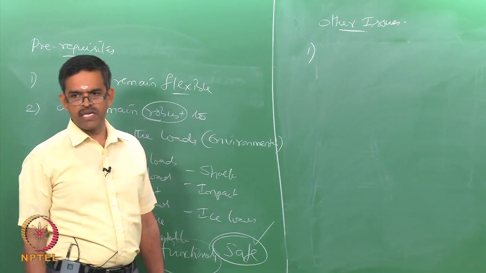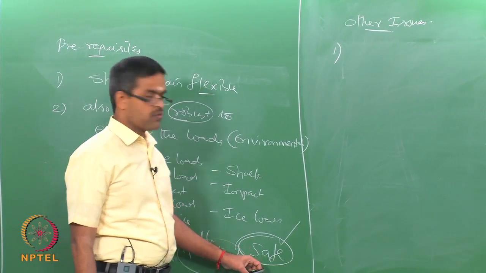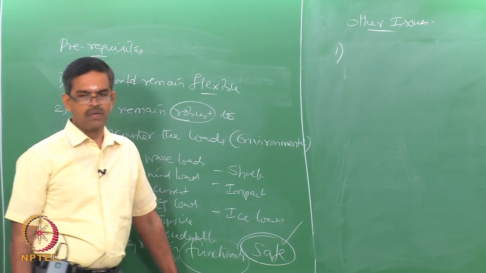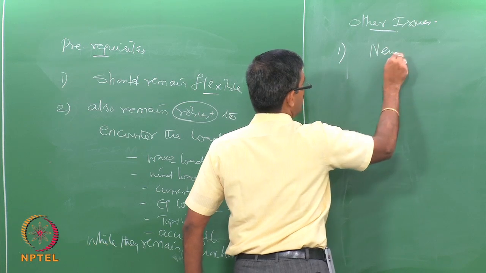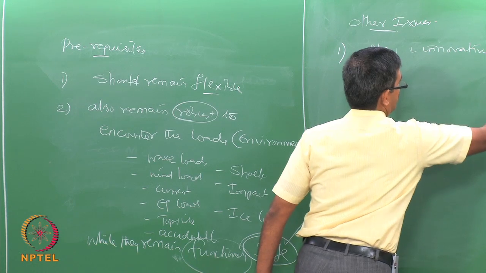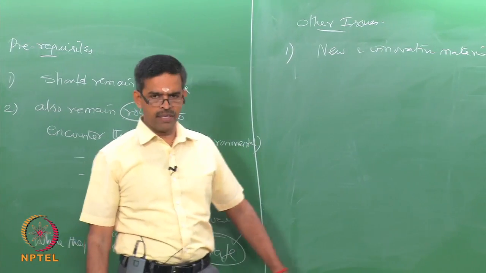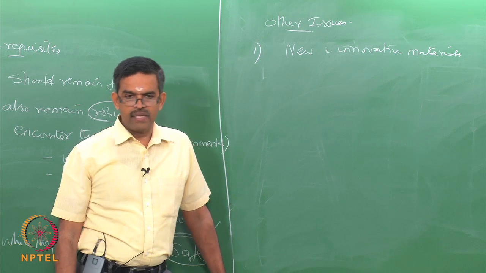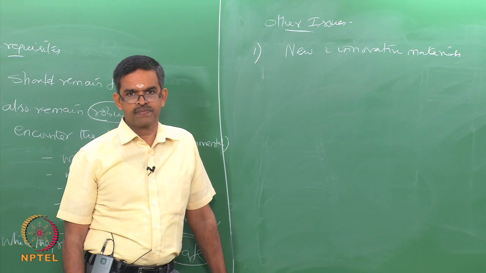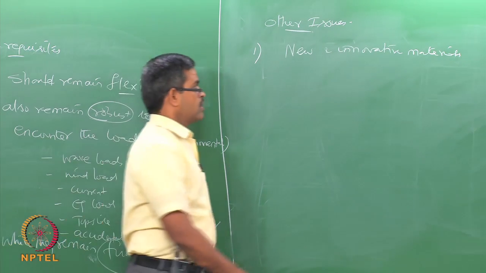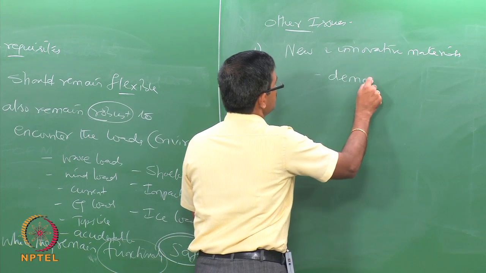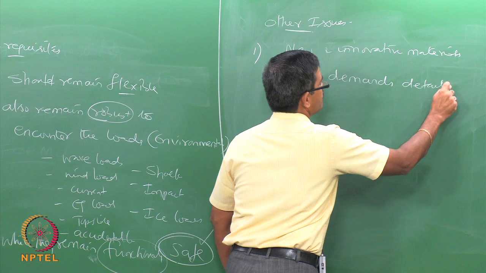There are other issues which can directly challenge the safety of an offshore structure while they are functional. What are these issues? 1. Many new and innovative materials are being used. For example, aluminum, titanium and their alloys etc. have become very commonly used in offshore structures. Now, one may ask me a question, what is very curious about this? This demands detailed understanding of their mechanical properties.